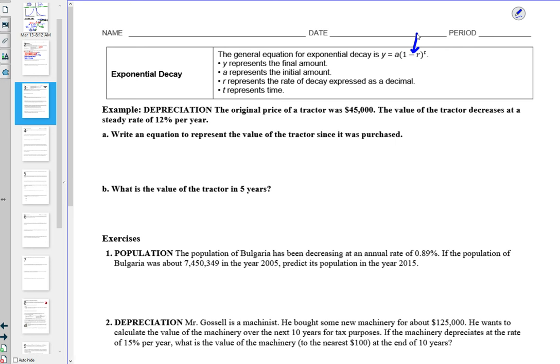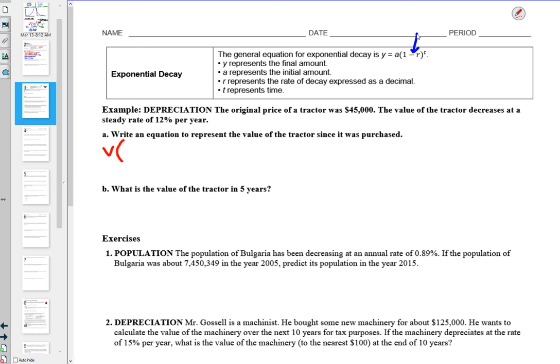So the original price of a tractor is $45,000. The value of the tractor decreases at a steady rate of 12% per year. So let's write an equation. What are we measuring now? Price, yeah, you can call it V for value if you want. Just so that you don't think it's always a P. Let's call it a V, value.